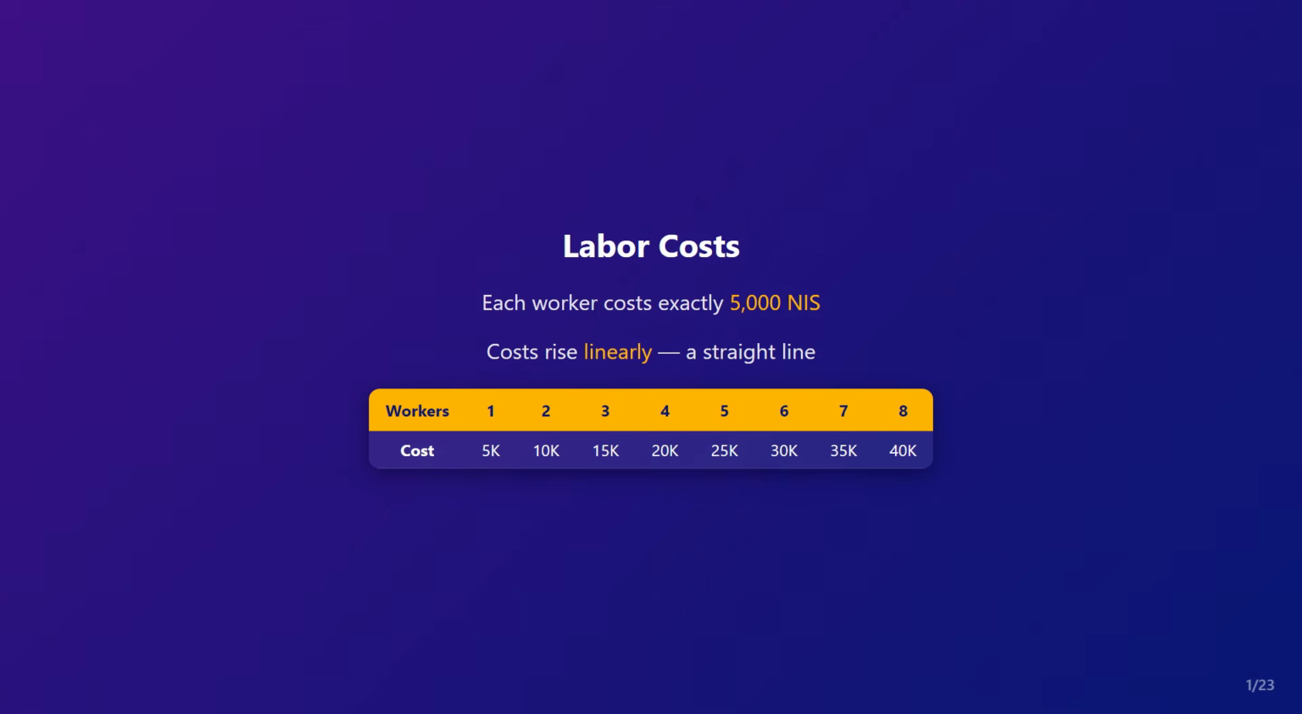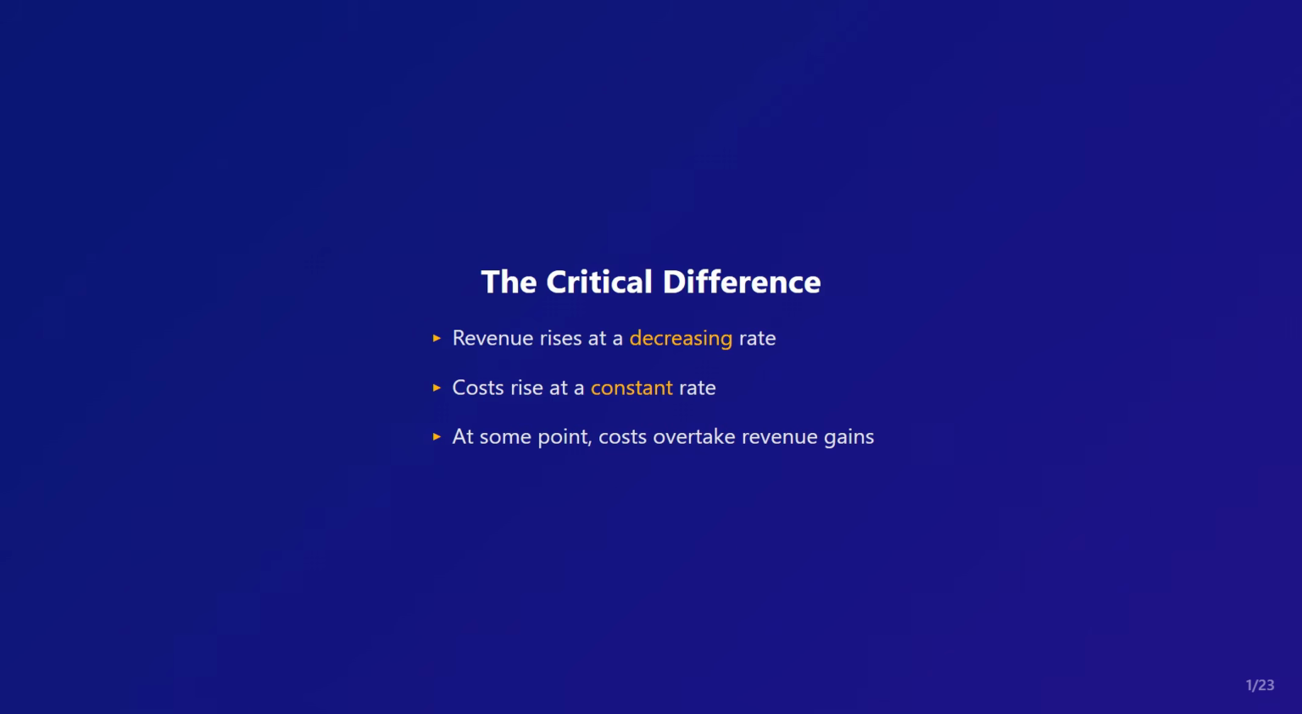Calculating labor expenses. Now for the expenses column. This is very straightforward since each worker costs 5,000 shekels. 1 worker, 1 times 5,000 is equal to 5,000 shekels. 2 workers, 2 times 5,000 is equal to 10,000 shekels. 3 workers, 3 times 5,000 is equal to 15,000 shekels. 4 workers, 4 times 5,000 is equal to 20,000 shekels.